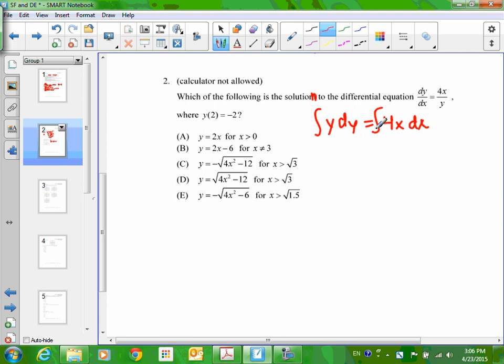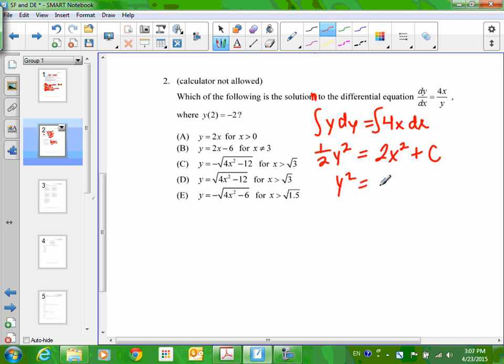So we're going to integrate both sides. Notice this is not a natural log problem. This is just 1/2 y squared. The integral of 4x is 2x squared, and then plus c. Now we have to get y by itself. I'm thinking the first thing to do is to multiply everything by 2. That will get rid of the 1/2.